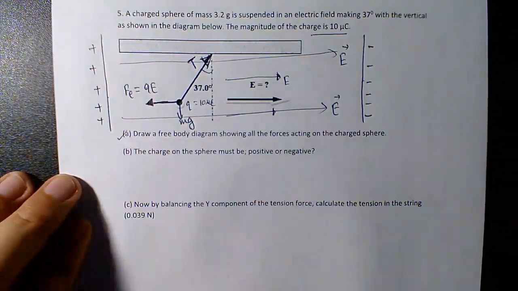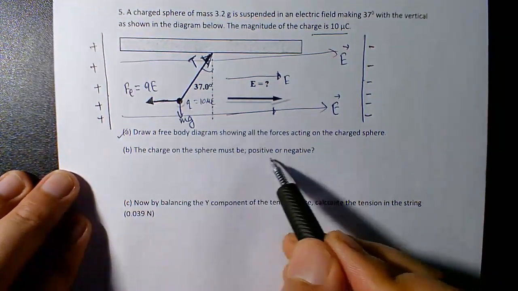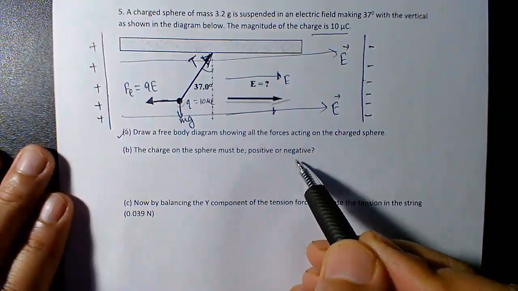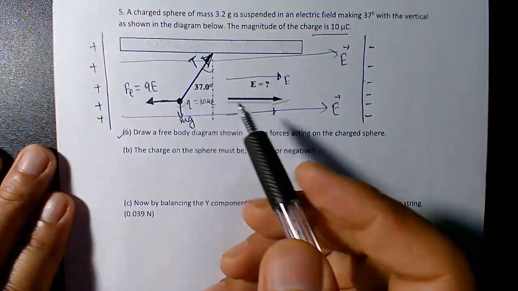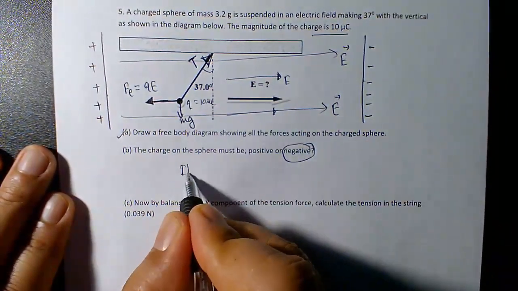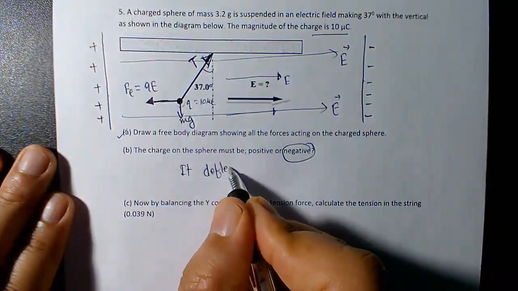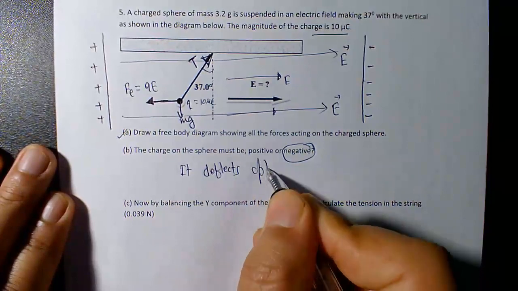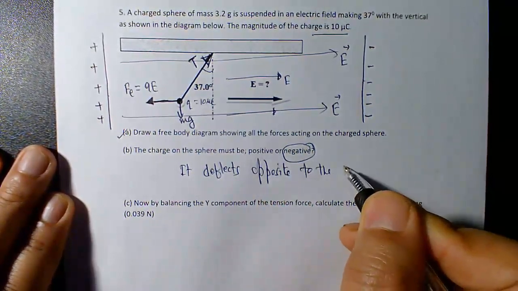So that's done. The second part asks whether the charge on the sphere is positive or negative. What do you think? Is this hanging charge positively charged or negatively charged? Based on this, it must be a negative charge. Why? Because it deflects opposite to the electric field.